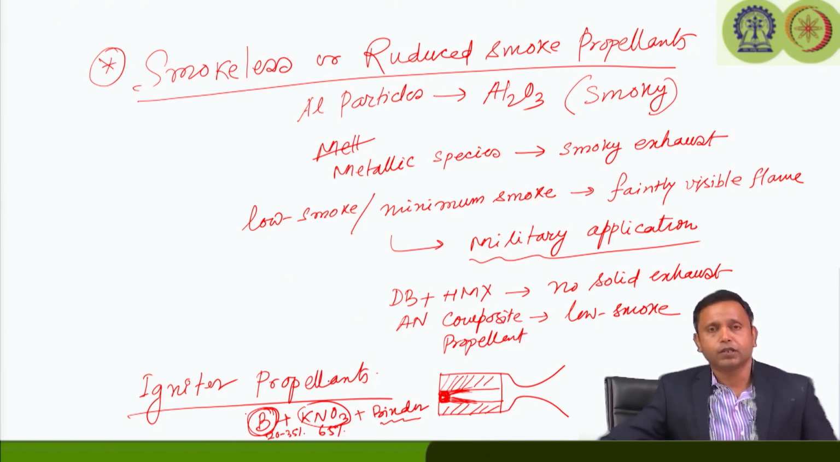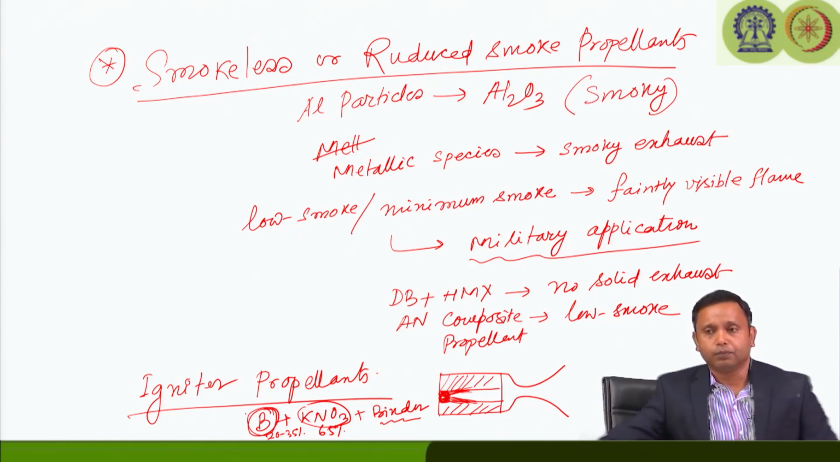In military applications, smokeless or reduced smoke propellants are used, and then another category we have discussed is the igniter propellant, where the composition is mainly used for high heat release at a faster rate. The common igniter propellant is a combination of boron as the fuel and potassium nitrate as the oxidizer. Typical percentage is 20 to 30% of boron and 64 to 65% potassium nitrate, and some amount of binder is used to hold the boron particles and the potassium nitrate oxidizer together. With that, I think we closed our discussion on the propellant ingredients.